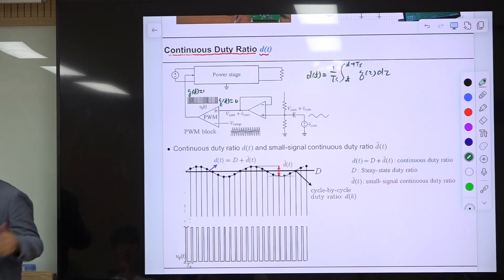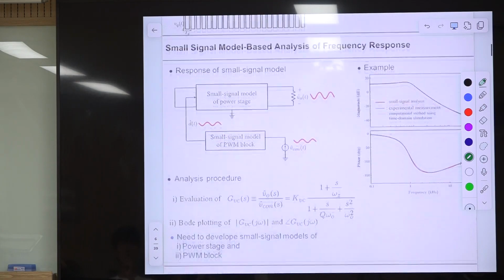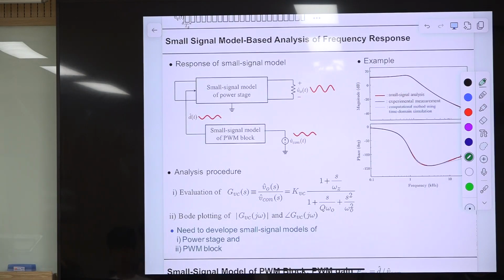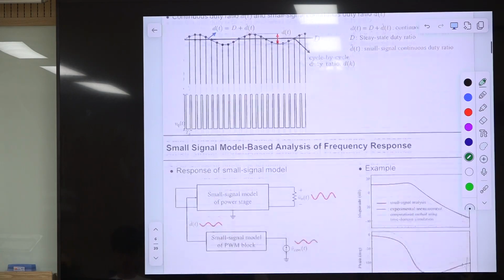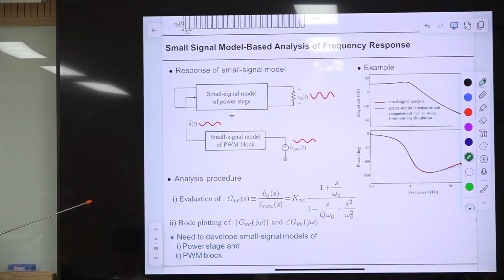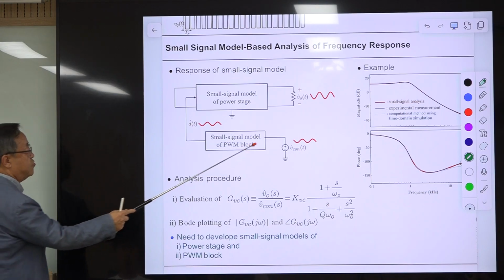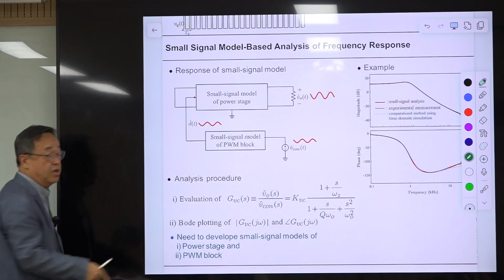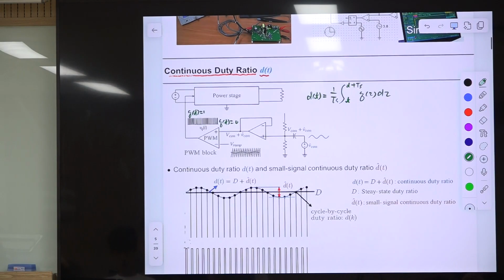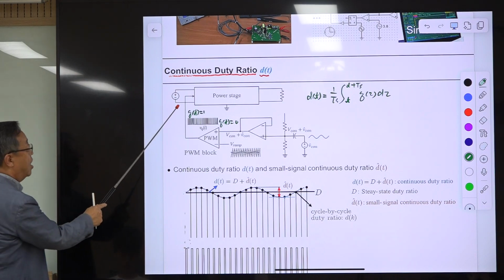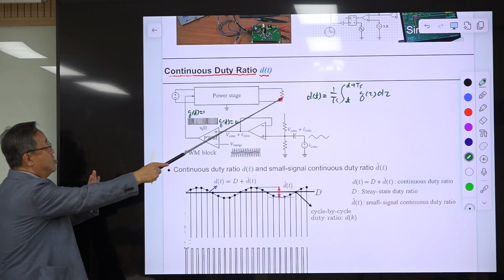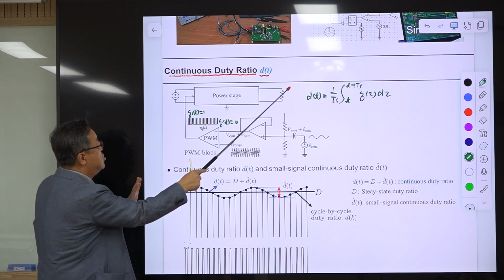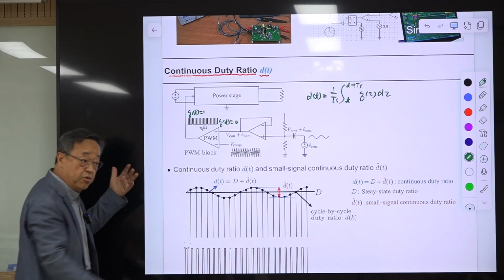Based on this concept, we develop the small signal model of this previous open loop controlled PWM converter. We are trying to evaluate the transfer function from here to there. So we assume this one is 0, and another disturbance coming from the output is 0. So that is opened.